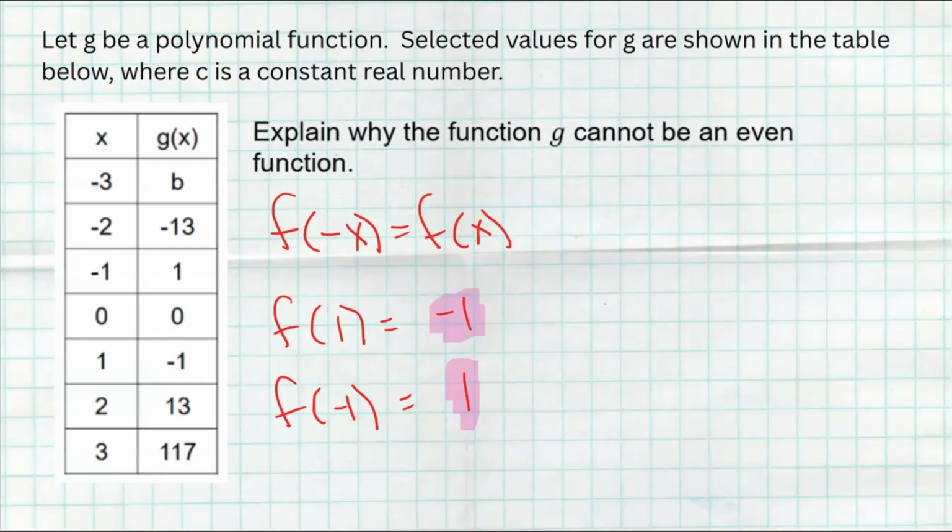We could also use -2 and +2. So when I plug in +2, I get 13. And when I plug in the opposite, -2, I get -13. That is certainly not going to meet the definition of an even function. An even function says when you plug in the positive and the negative, you're going to get the exact same value. They're equal. So that's not true whatsoever. So we can use two counterexamples there to show why it is not an even function.